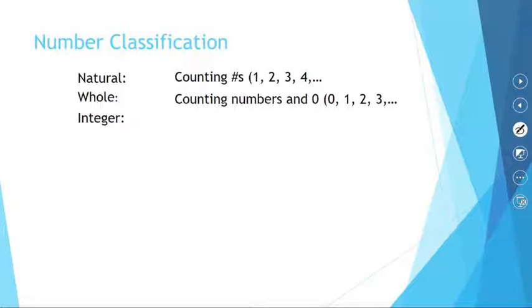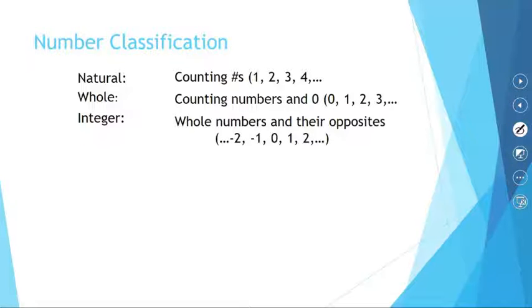Next, broaden it a little bit more, we get integers. Integers are all those numbers we just mentioned, 0, 1, 2, 3, 4, and so on, and their opposites, their negative versions of them. So -1, -2, -3, -4, right? All of those are integers as well as the 0, 1, 2, 3, and 4.